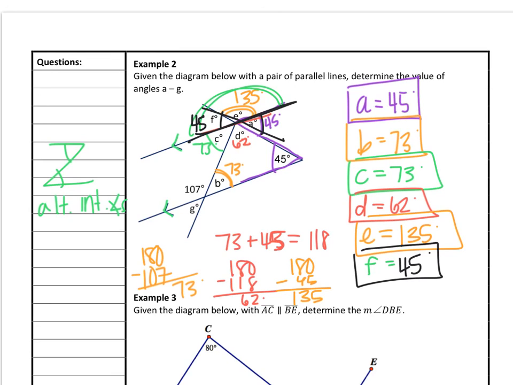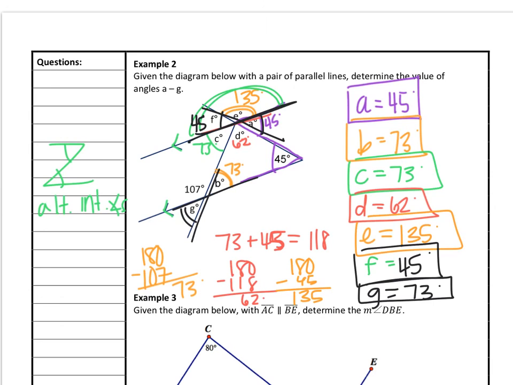Last but not least, we have G. G is sitting way down at the bottom here. It's also in a bow tie with angle B. In that bow tie, angles are congruent because of vertical angles again. So G equals 73.